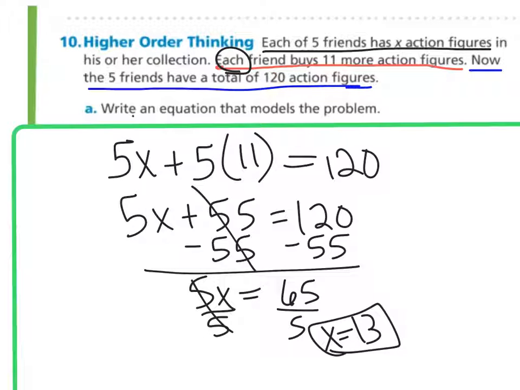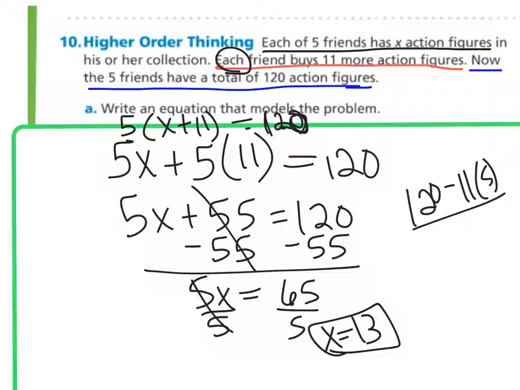A similar approach we could have started out. We could have done 5 times the quantity, X plus 11. We could say each of them, after they bought 11, would have X plus 11, and then you'd distribute. And again, another way you could do that as well would be 120 minus 11 times 5, and then divided by 5 would be another option.